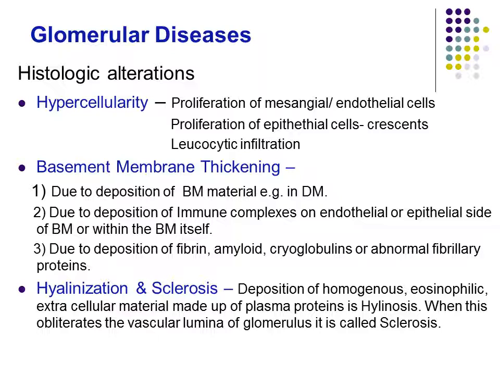Then comes hyalinization and sclerosis. Hyalinization is the deposition of homogeneous eosinophilic extracellular material made of plasma proteins. When this obliterates the vascular lumina, the glomerulus becomes sclerosed.